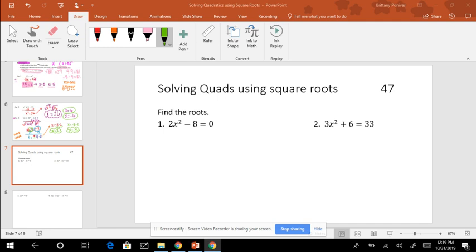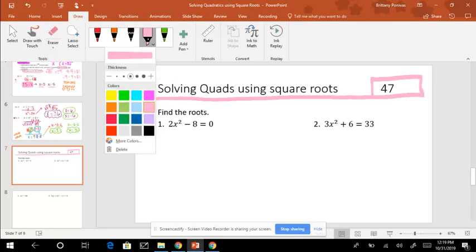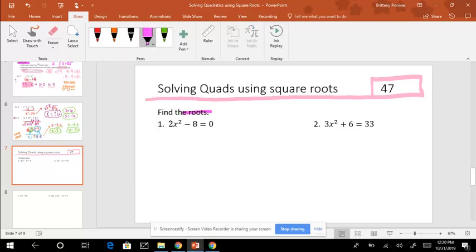Moving on to page 47, you should already have the title and the page numbered. For these examples, I suggest that you make 2 columns, so number 1 on the left and number 2 on the right. That way you have enough space to fit all of these example problems. So copy down the directions, and then number 1 and number 2.